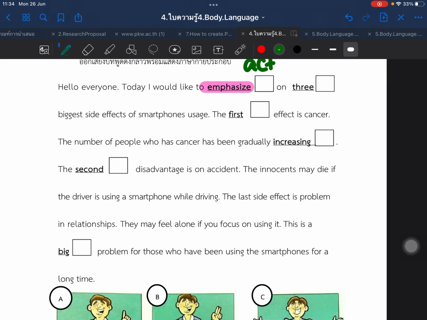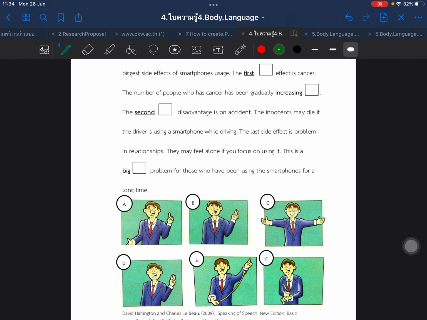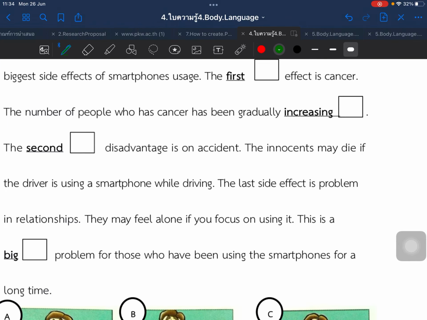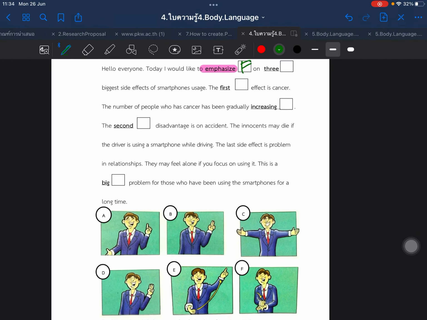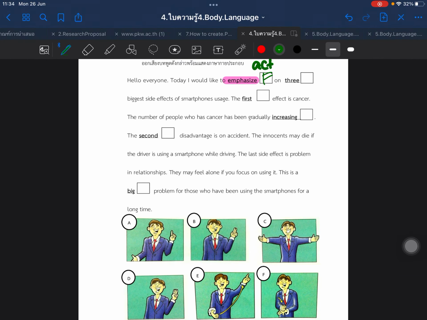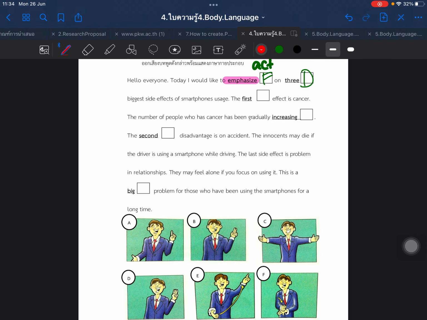So, hello everyone. Today I would like to emphasize, you need to choose A to F. Which one is emphasized? So, based on the example I gave you before, that is the answer. F is the answer, emphasize, right? On 3 biggest side effects of smartphone usage. So 3, that means D, okay? Now let's move on to the next one.